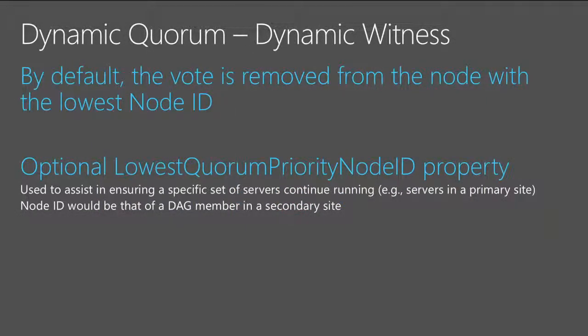Now again, by default, if I remove the vote from the witness for some reason, in that case I took the witness offline, so we removed a vote from a node to make the vote count odd, not even. We do that based on the lowest node ID. Now the problem with doing this based on the lowest node ID is that where do you think the lowest node ID actually exists? In your primary data center, right? It's usually the first server you installed, and the first server you installed is in the primary data center. We do give you the ability to adjust this with the lowest quorum priority node ID property of the cluster.